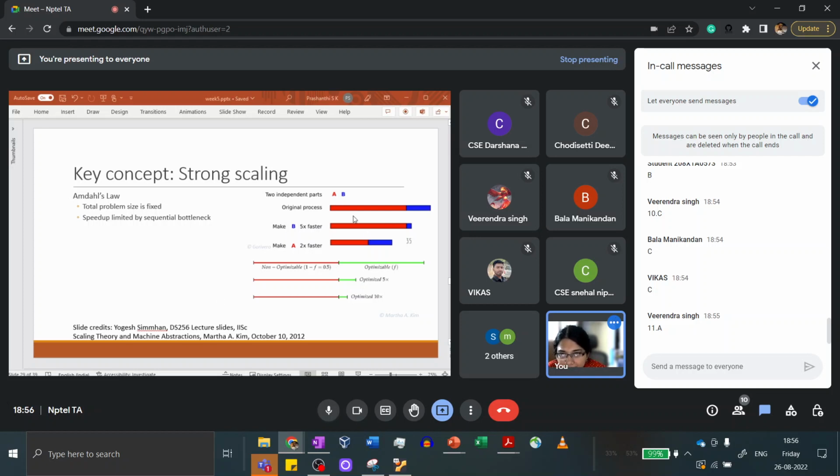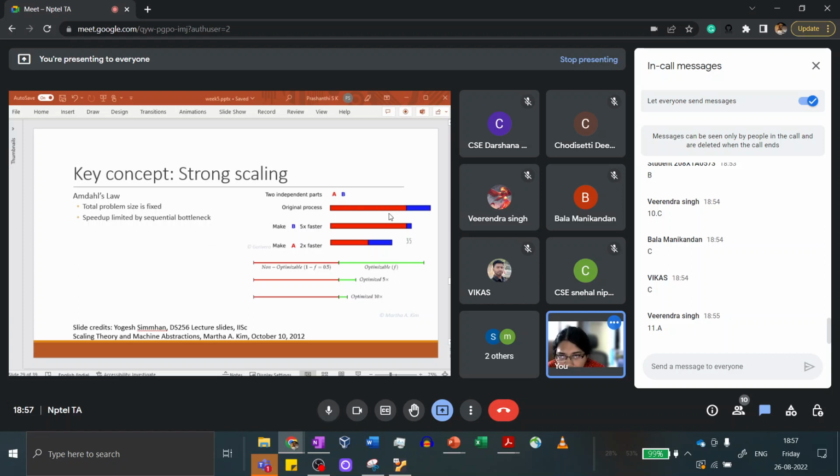This is something to keep in mind. You have two parts, A and B, right? The red portion corresponds to A and the blue portion corresponds to B. Now what you do is you make B 5x faster, and you see the overall time that it takes for the program. This indicates the execution time. Whereas let's say you make A 2 times faster, and then you see the time that the program takes. It's a lot shorter than this. That's because A is the dominant part of this program.